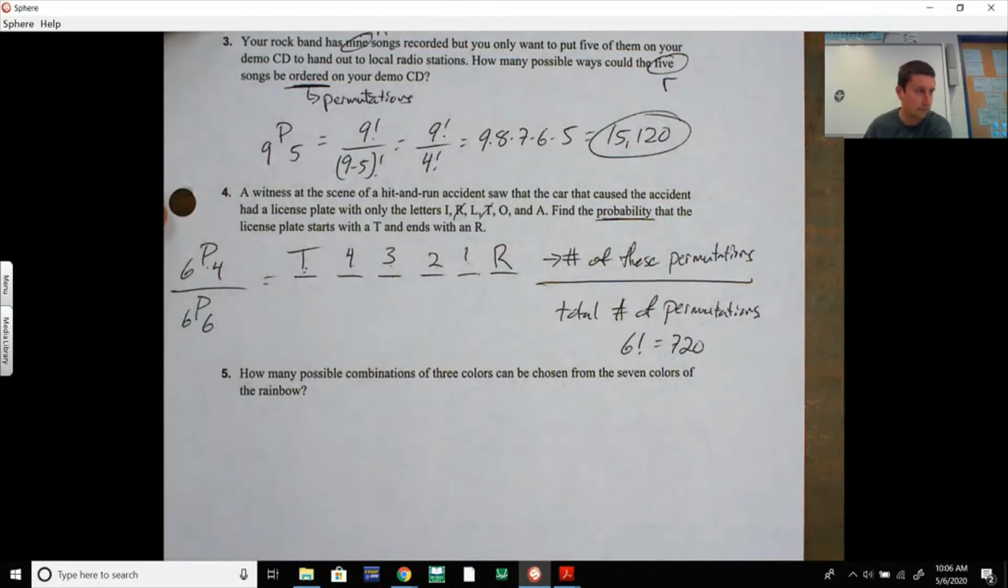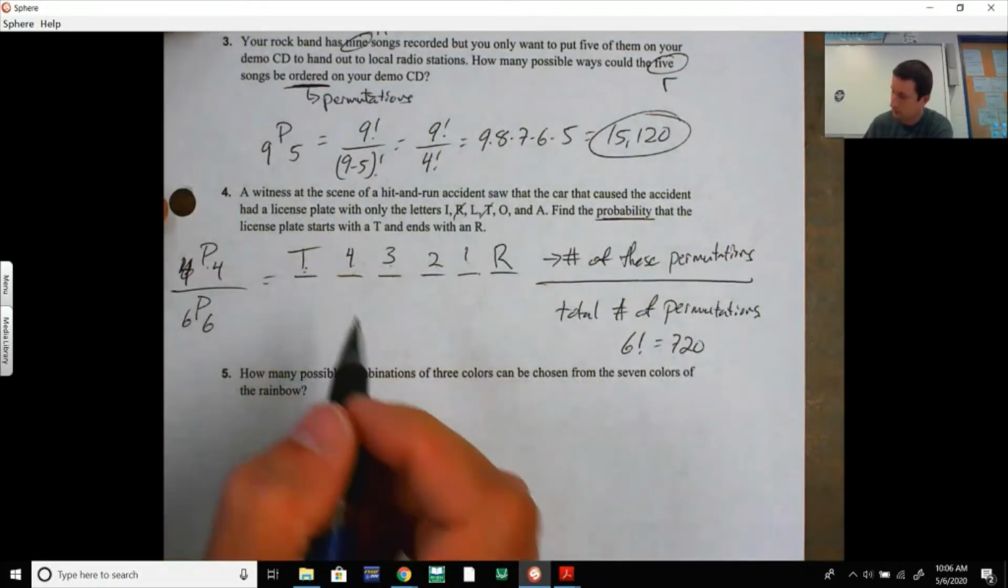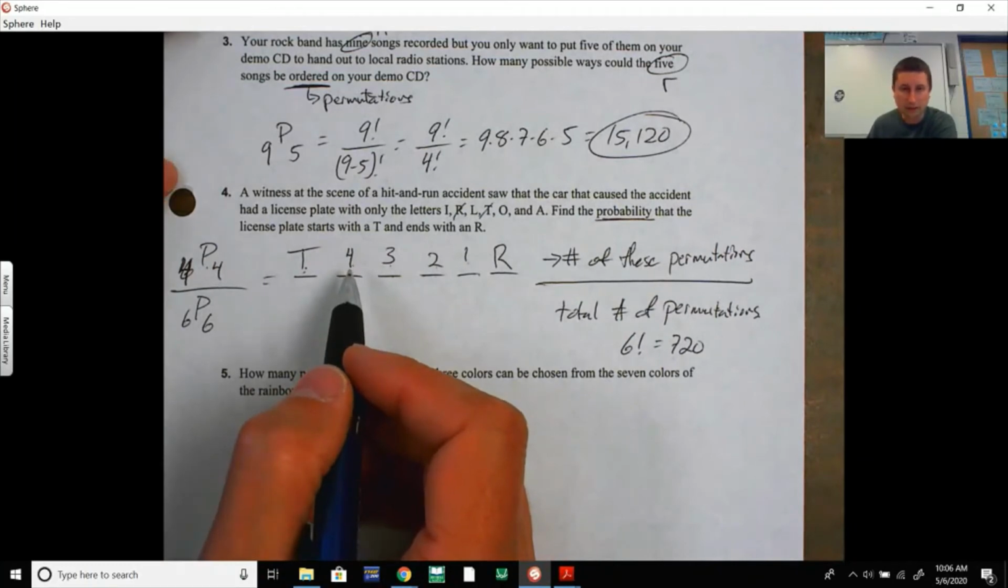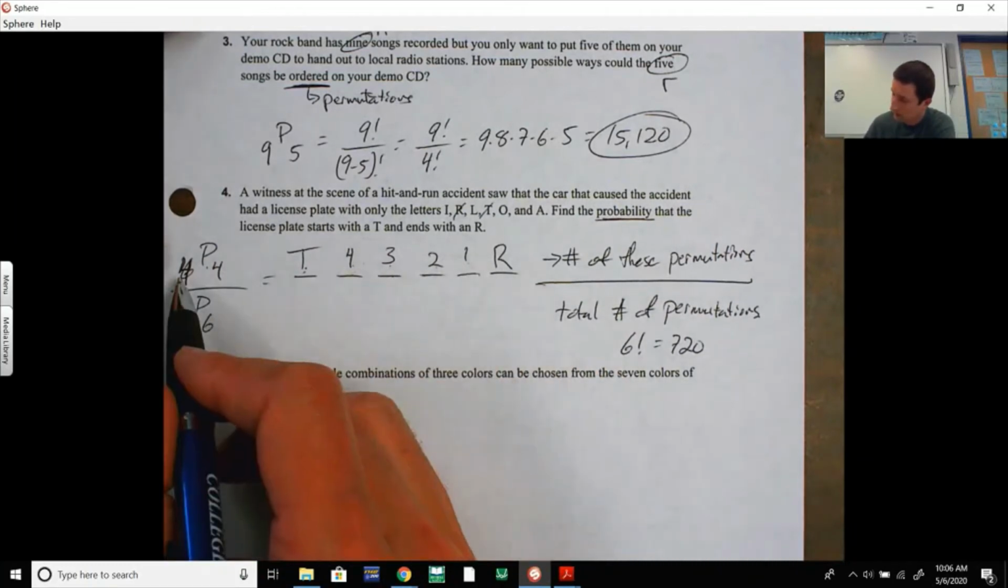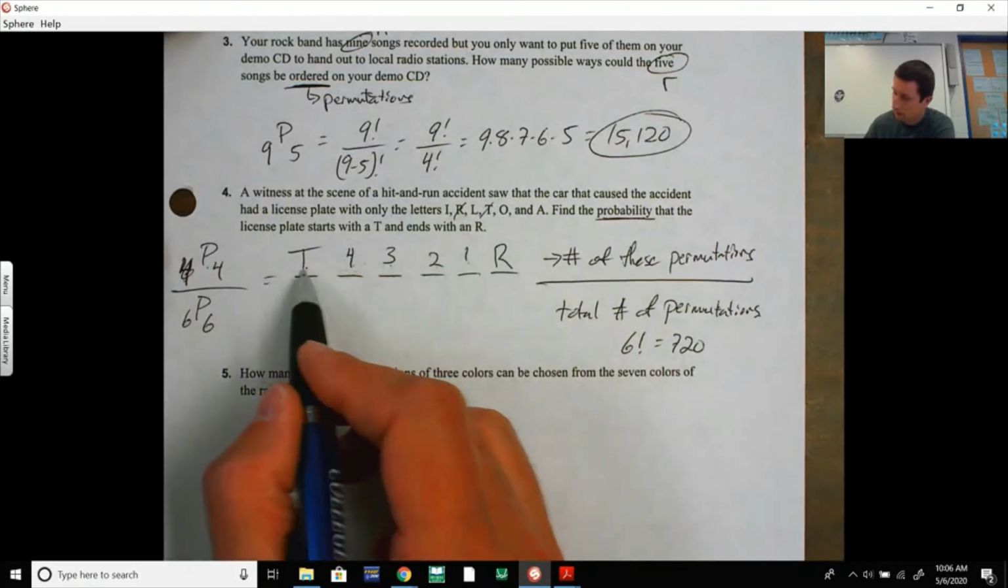Back up, hang on a second. You only have 4 options here, sorry. That's 4 choose 4, 4 permute 4 times. That's what dawned on me there. Okay, so that should be a 4. You only have 4 options: the I, L, O, and A. These 2 are already fixed.